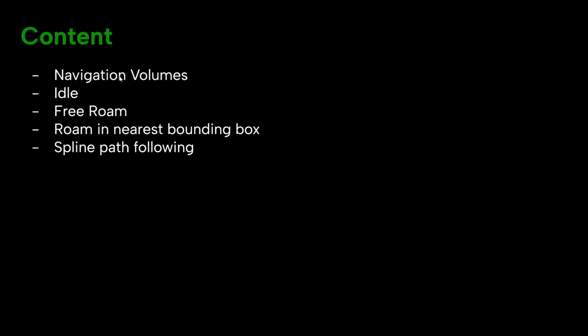navigate. Then let's look at some of the core neutral AI behaviors such as idle or stationary state, free roam, roam in nearest bounding box, and finally spline path following. For example, when it comes to implementing patrolling behaviors, this spline path following can be used. Okay, without further ado, let's go for the implementation and see how we can implement those in your project by using combat system features.